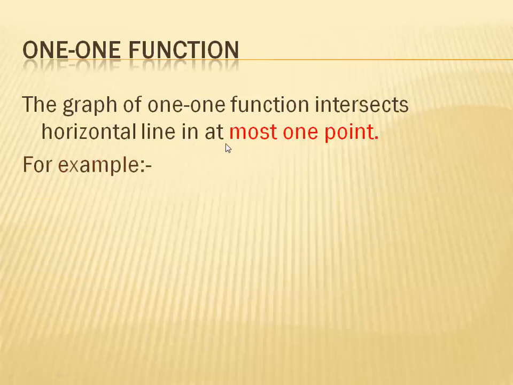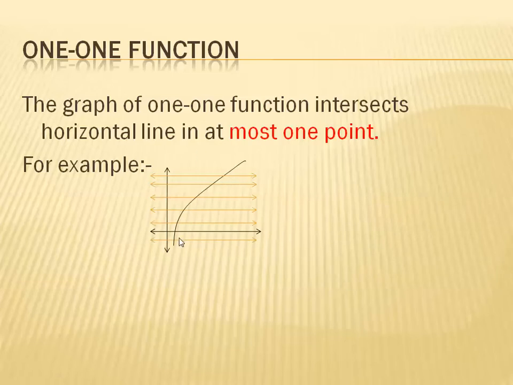For example, is this function one-one or not? If you want to check, then you just have to draw horizontal lines. If these horizontal lines intersect the graph of the curve in a unique point only, or no point, then you can say that the function is a one-one function. Here you can see that every horizontal line intersects the graph of the function in one point only, therefore this function is a one-one function.